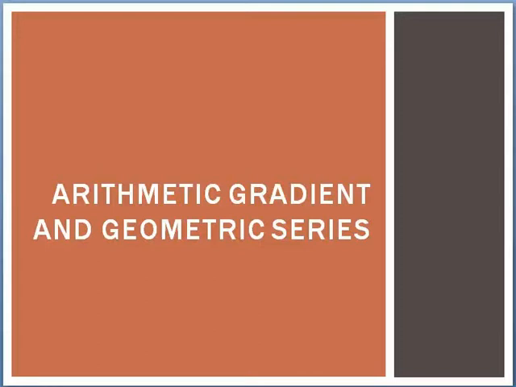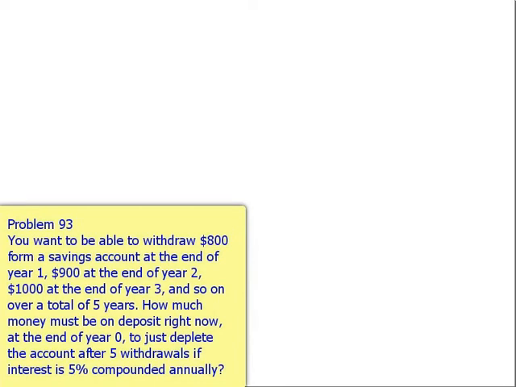Hello, this is 2373 Engineering Economics, and in this video we're going to be solving problems on arithmetic gradient. Problems 93, 94, and 95 of your book. You can find those on page 104. So let's start from problem 93, and I read the problem.